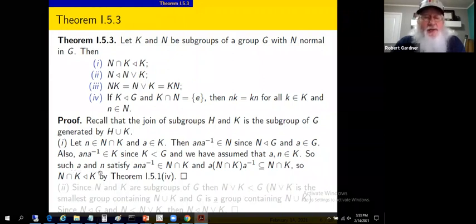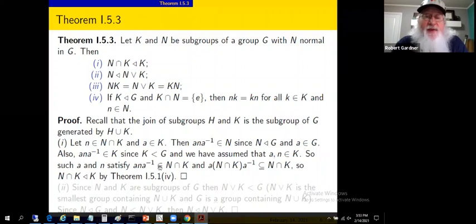Such a's satisfying these conditions give us a n a inverse is in K and in N. So we establish both of those. So a n a inverse is in the intersection of N and K. It's both in N and in K. So here we have an element of N intersect K. We've taken an arbitrary element of N intersect K, multiplied it on the left by a and the right by a inverse. a is an arbitrary element of K, and we've got something in N intersect K. So for any element lowercase n in N intersect K, we get this behavior. What we've shown is that the set a (N intersect K) a inverse is a subset of N intersect K.